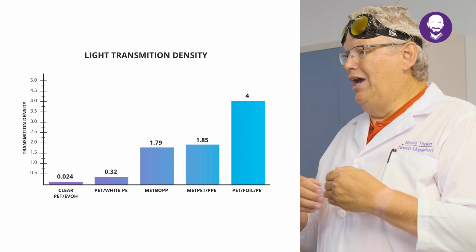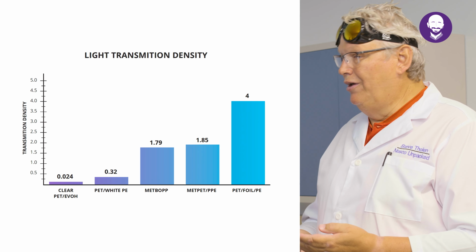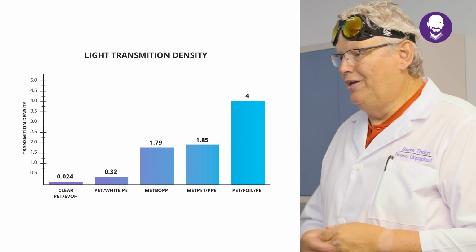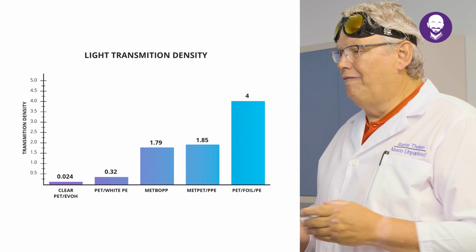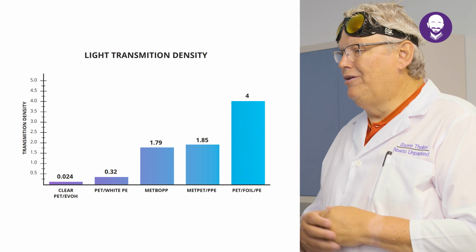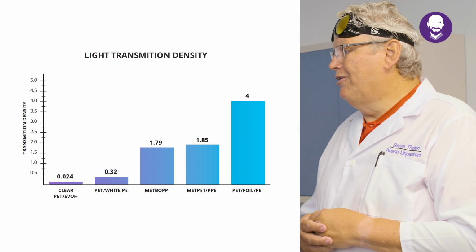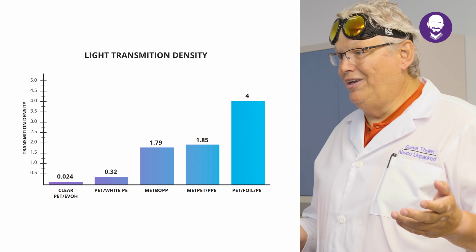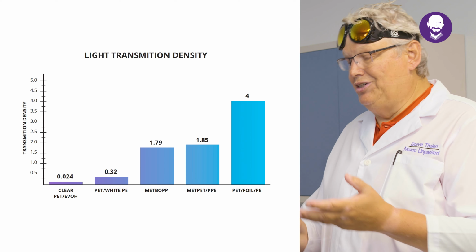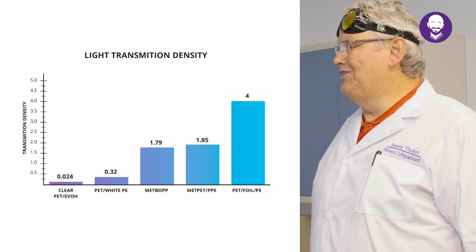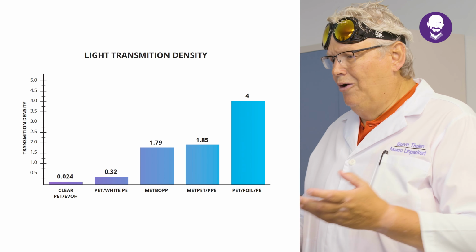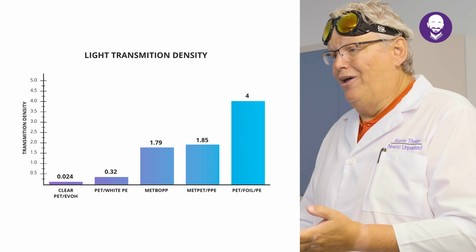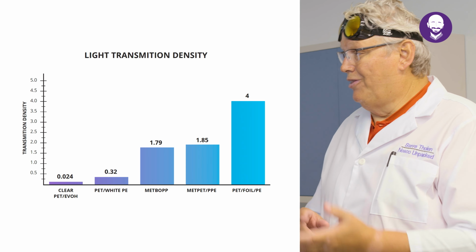And then as we start to add metallization to the film, that really blocks a lot of the light. With the metallized polypropylene or the metallized polyester, those are about 1.9 around there in transmission density. And then the one that also blocks the oxygen and the moisture also does the best job of blocking light as well. So really the rule is if it has foil, it's going to have a good barrier for light, moisture, and oxygen.